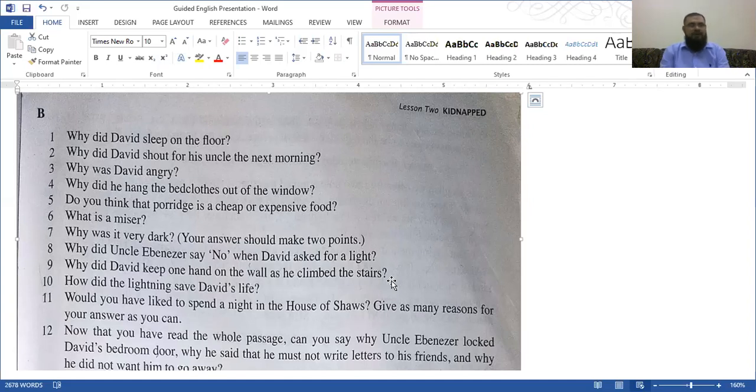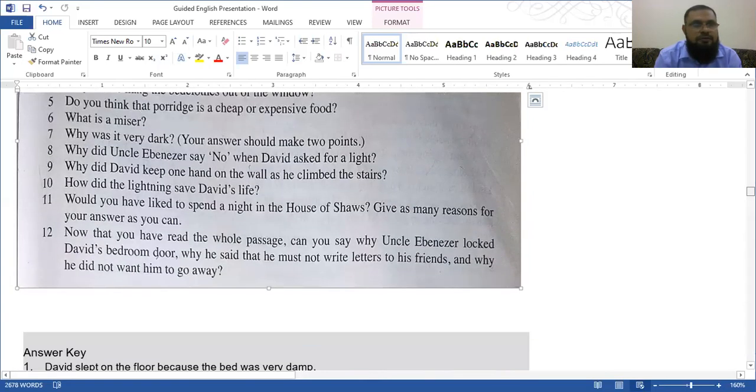Number 12. Now that you have read the whole passage, can you say why Uncle Ebenezer locked David's bedroom door, why he said that he must not write letters to his friend, and why he did not want him to go away? Now, students, these were the questions from the textbook. I have arranged the answer for you.